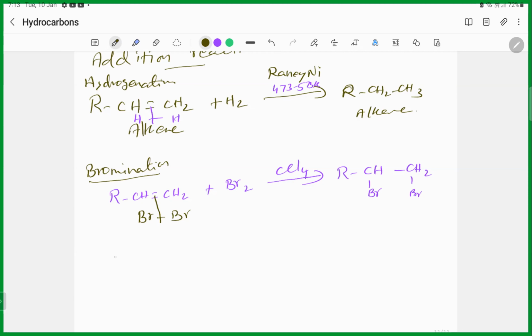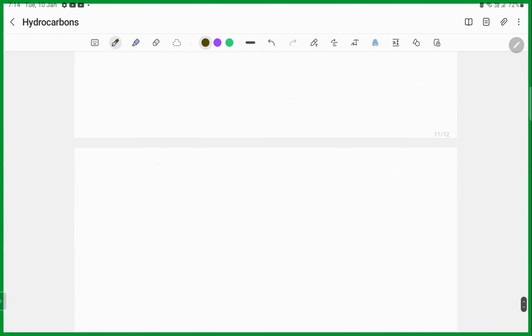So the reactivity order of halogens: chlorine will react at a faster rate than bromine, which in turn is more reactive than iodine. Okay, now we are moving to hydrohalogenation. That means HX.